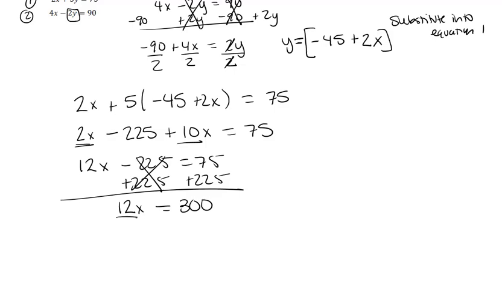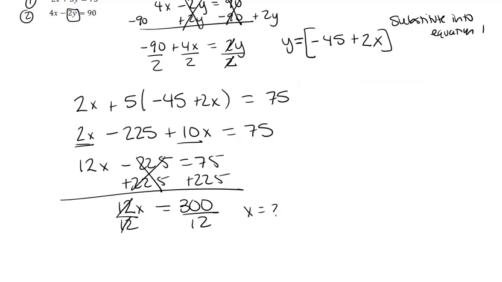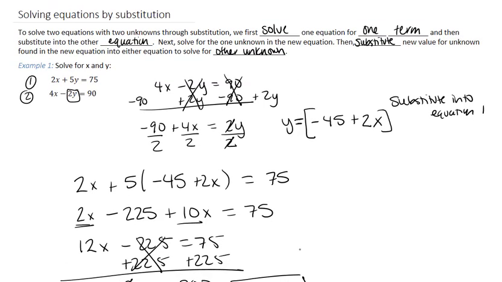Then we need to divide by 12 on both sides. This gets us to what x is equal to. So we'll get our calculators out. 300 divided by 12 is equal to 25. So x is equal to 25. Now we can take that information and plug it into either equation. So let's plug it into the first equation.